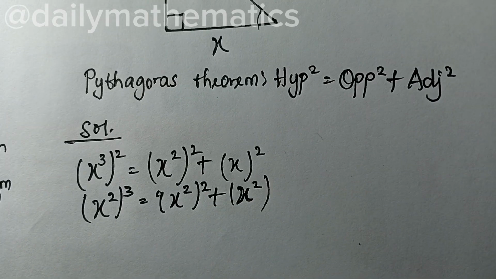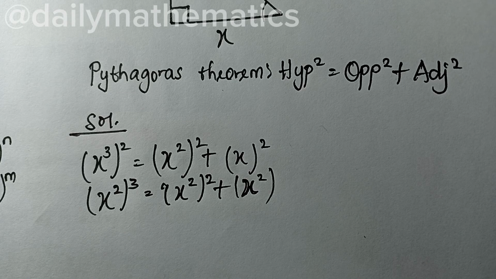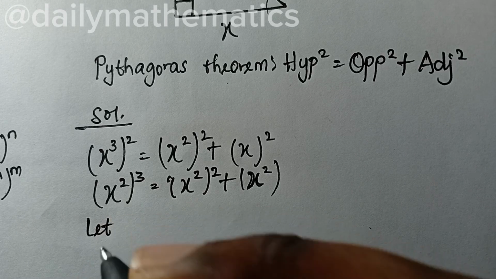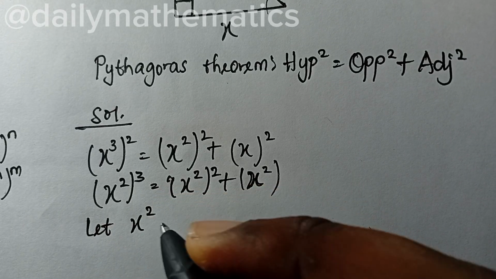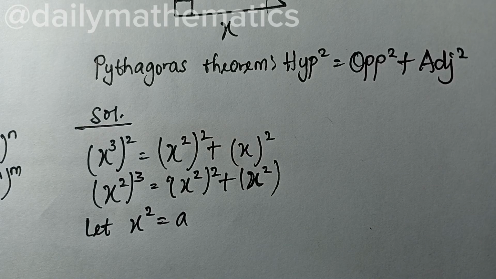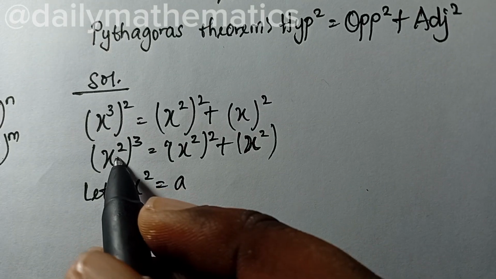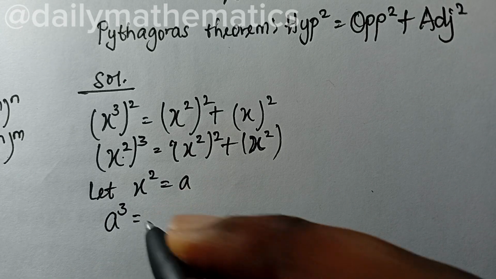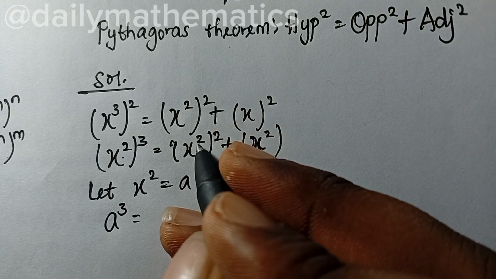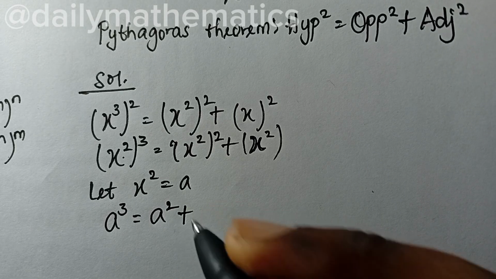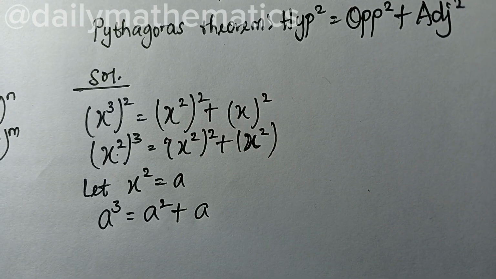So from here, what can we see? From here we can let x raised to the power of 2, that's x squared, equal any letter of our choice. We can term it as a. So from here we have x squared as a, and then we have a cubed equals a squared plus a.